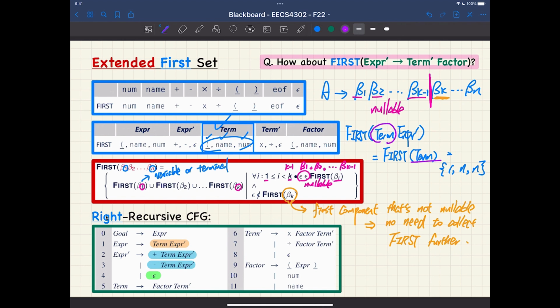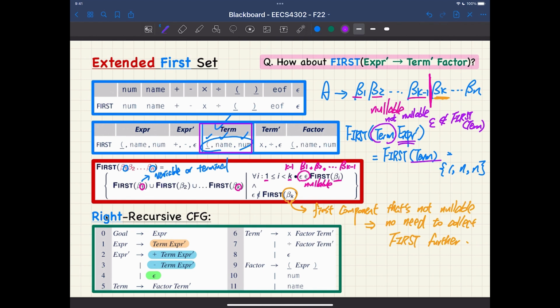So here, the term, as you can see, is exactly over here. It is term, not term prime. You can see the term here is not nullable, because epsilon is not in the first of term. That means you don't have to consider expression prime first. You don't have to. Only consider that.